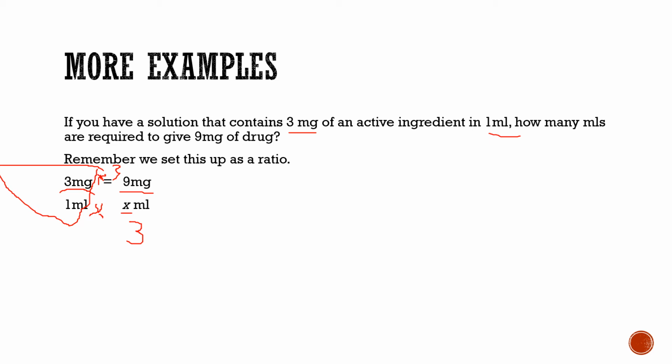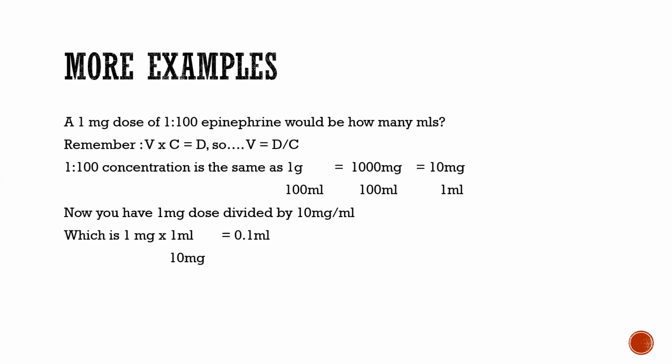All right, moving on to a couple more of these different problems. I'm hoping we're pretty okay with looking at volume times concentration equals dose. Now we're going to be solving for a different variable. Now we want to solve for volume. In order to solve for volume, we take our dose divided by the concentration, and that gives us our volume. So we have a 1 milligram dose, it's telling me that.